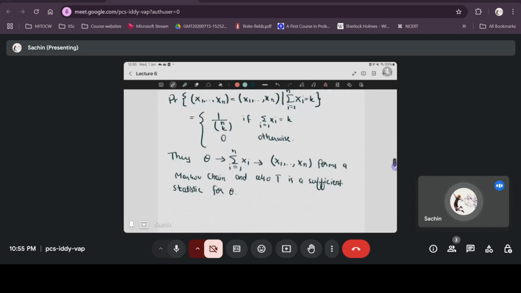So the summation of xi, i equal to 1 to n, contains all the information that you can possibly get about theta. So you can discard this entire sequence x1 to xn and keep only this summation of xi, and that will be enough for anything you want to do to figure out the value of theta.